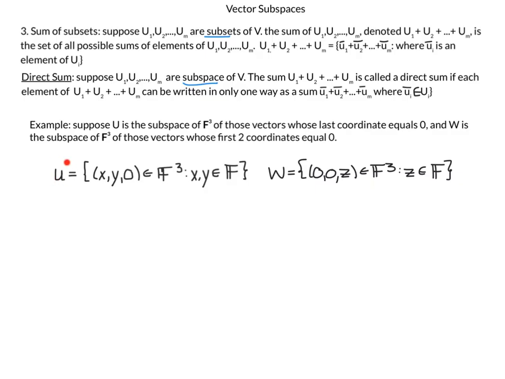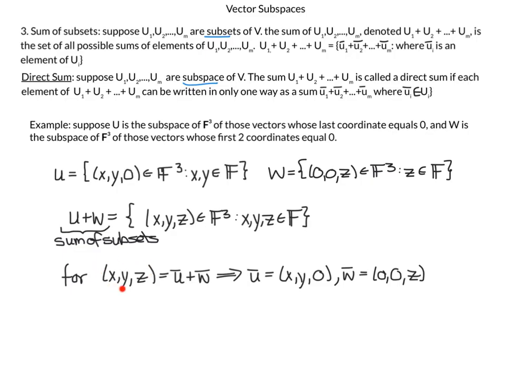So then U, the subspace, looks like this: x, y, 0 in F^3, where x and y are scalars, and W is equal to 0, 0, z, where z is a scalar. That means our sum of subsets, the subsets U and W, is equal to vectors from U plus vectors from W. So that's going to equal x, y, z vectors, where x, y, and z are scalars. And again, this is our sum of subsets, U plus W.